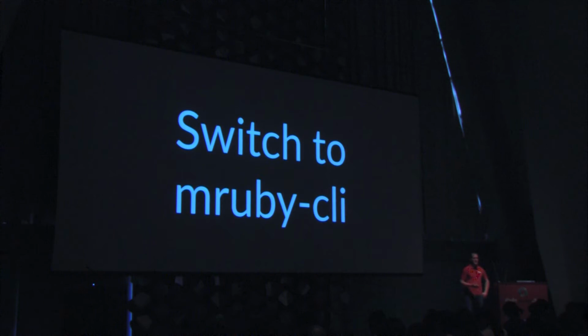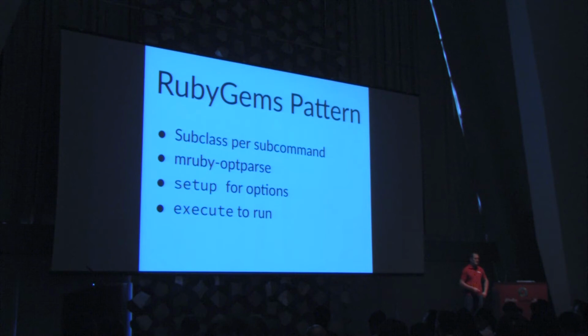I decided to investigate a switch to MRuby CLI to address the maintenance burden while trying to keep the maintainability high. I decided to model my command line tool off of the pattern in RubyGems. The subcommands in my command line tool are implemented as one subclass per subcommand, the same as in RubyGems. They both use option parser to parse arguments, and there are two methods in the API. A setup method for specifying which command line options the subcommand supports. And after parsing all the arguments, then the execute method runs the command and handles any errors.